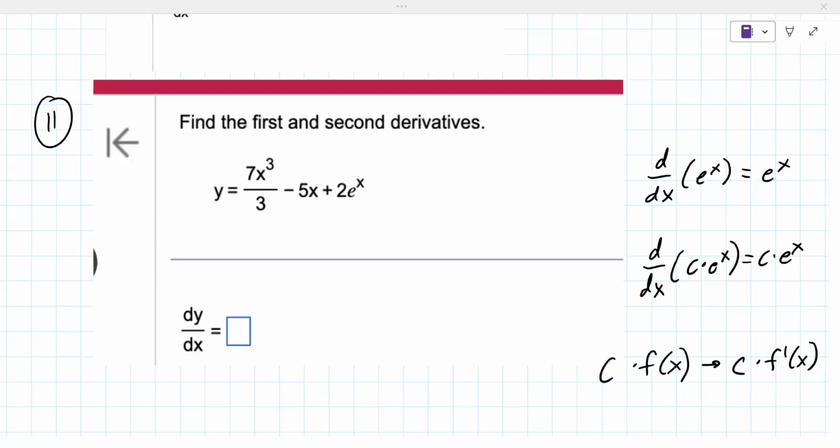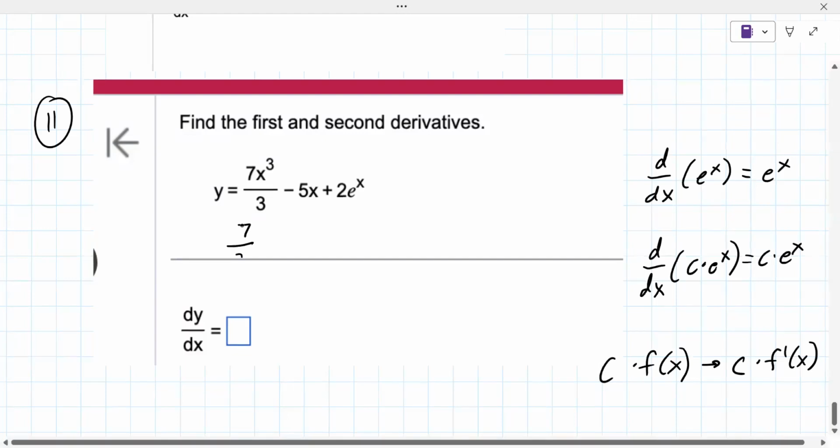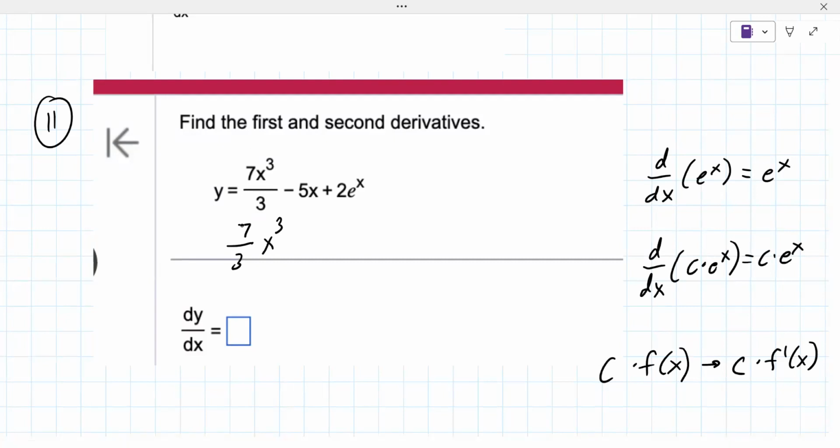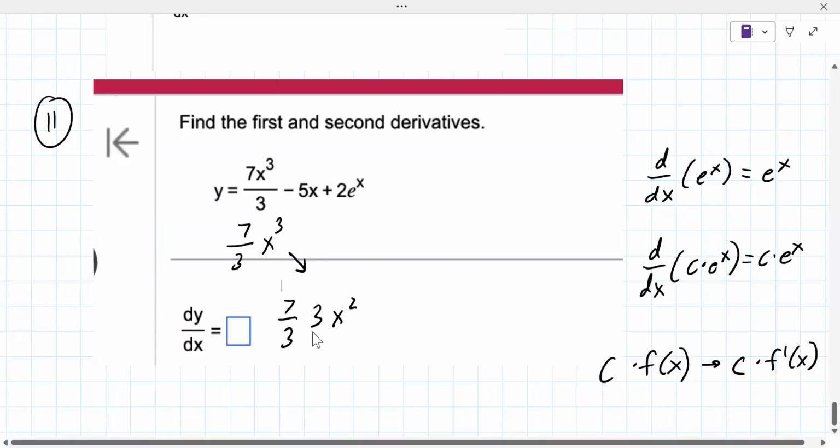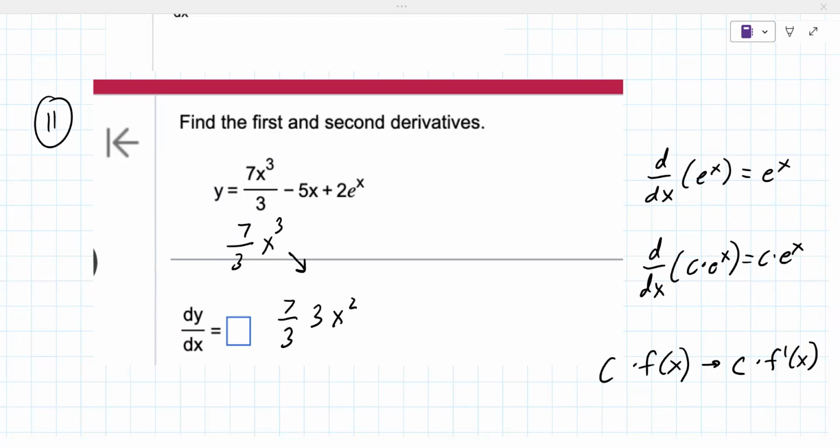I think the only part I'm confused about is the fraction. What would I do in that case? Take the derivative of x cubed then. What's the derivative of x cubed? 3x squared. So it's 7/3 times 3x squared for that part. Does that make sense? Yes. You deal with the fraction like you do anything else, 7 times 3 over 3, or 3 divided by 3 times 7, however you want to do it.